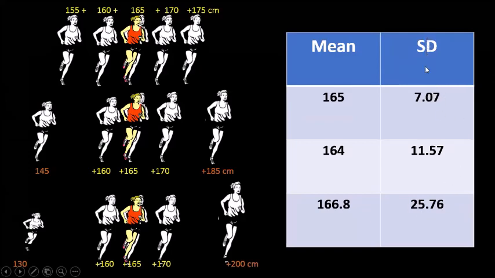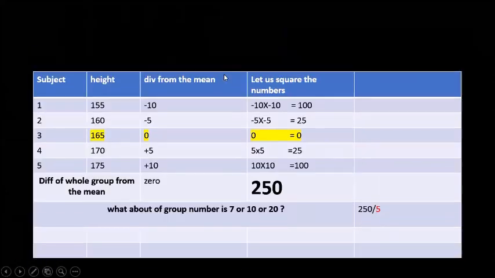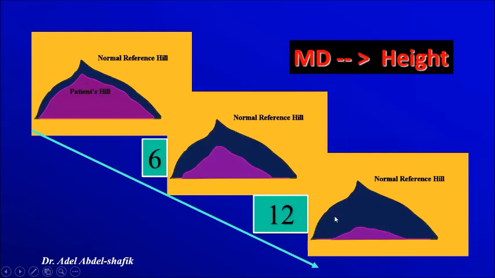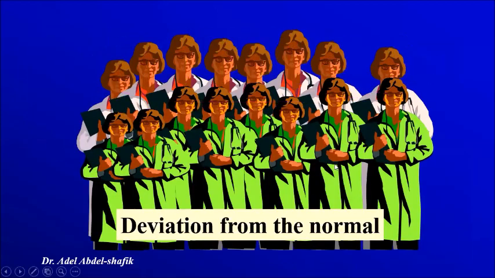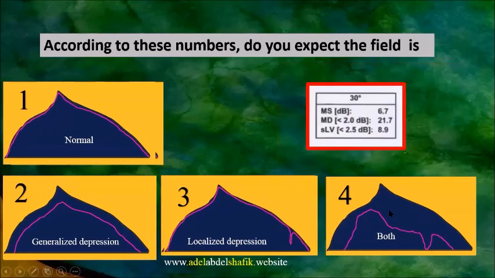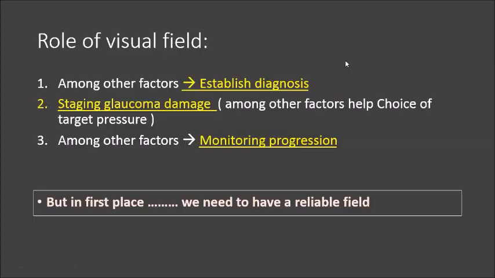When the variance or the standard deviation is high, this means one of the values is away from the rest of the group. And this is what happens with the field. If you notice here, when one of the values is away from the rest, the standard deviation will be high. Then we know we are dealing with localized changes in one area. Okay, I hope that is clear.